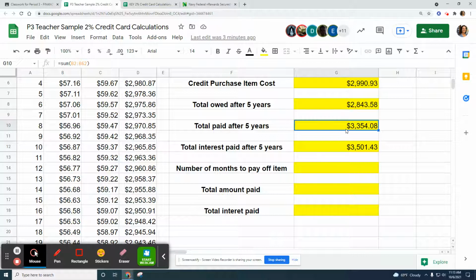Next one down. Now the next two yellow boxes equals sum, parentheses, B2 colon B62. Next box equals sum, C2. You're summing the B column, summing the C column. Okay, Jesse's going to explain those and I'll be right back. Let's see it. Click on a couple of these. Good. Next. Click.